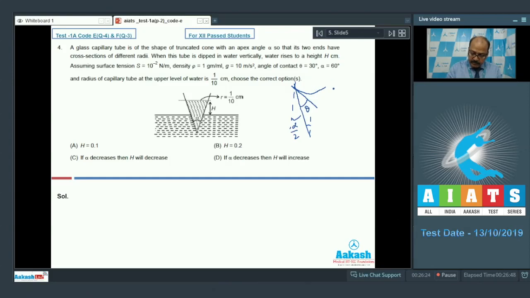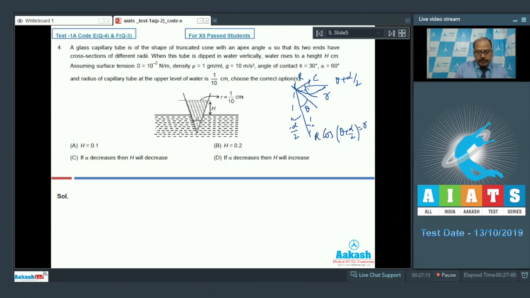This is the liquid surface. Let's draw a normal to this tangent on the liquid surface, and here is, let's say, the center of curvature of this spherical surface of liquid. So if the radius of curvature of the surface is capital R and the radius of the tube here is small r, then we can see that this angle equals theta plus alpha by 2. That means we have R cos of theta plus alpha by 2 equals small r, the radius of the tube.